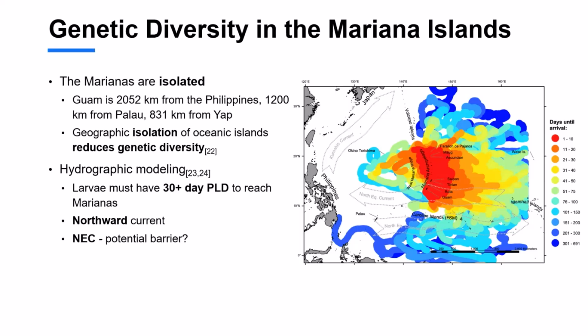Additionally, hydrographic modeling has been conducted in the Mariana Archipelago by the work of Kendall and Pody, and they uncovered that pelagic larvae need to have a pelagic larval duration of upwards of 30 days to reach the Marianas from external sources, which represents a pretty significant physiological barrier to dispersal. Additionally, they highlighted that the general current direction in this region is northward. So there's a northward current bringing larvae from the north to the south.